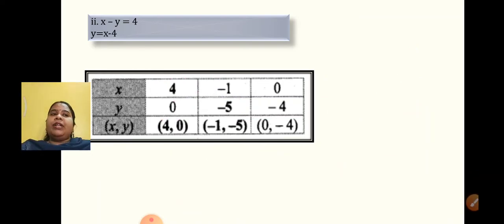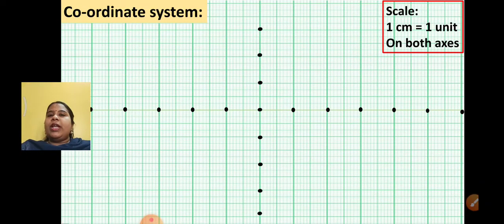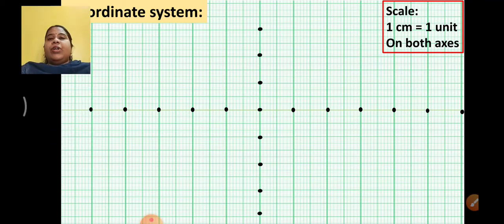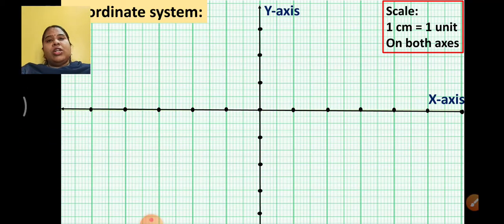Now after preparing the table, what exactly you need to do is you need to draw it on the graph. So let us understand the coordinate system or the Cartesian plane. First thing you need to understand is the horizontal line is nothing but the x-axis. All this you have already learned in the coordinate system chapter, which you had in 9th standard. I am just revising it. The horizontal line is the x-axis, the vertical line is the y-axis. What you need to remember is to write the scale. Should be 1 centimeter is equal to 1 unit distance on both the axes.